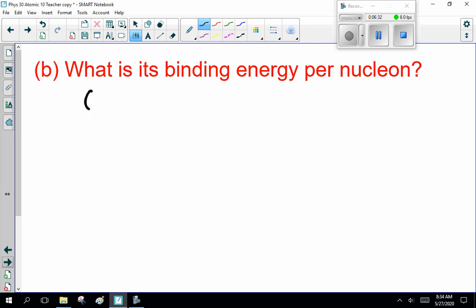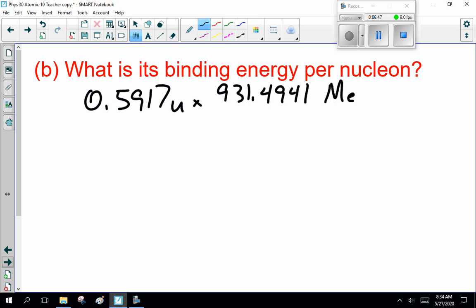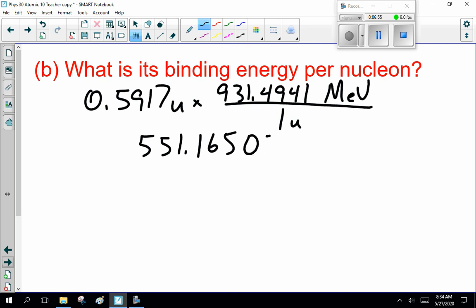Okay, 0.5917 units. Well, traditionally, binding energy is in megaelectron volts, so we just said it was 931.4941 megaelectron volts per 1 atomic mass unit. So that's 551.165059 megaelectron volts. No, that's too many significant digits. You're right. Anyway.